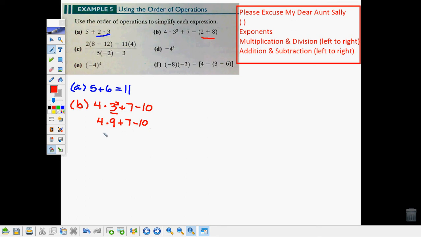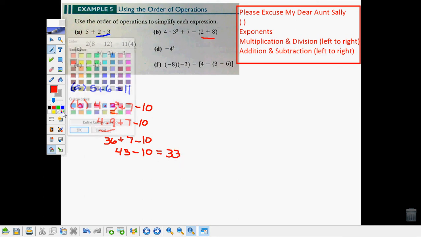The next step, we look for multiplication and division. We do have a multiplication right here. 4 times 9 is 36. So we have 36 plus 7 minus 10. Now we're going to work from left to right. 36 plus 7 is 43. And 43 minus 10 gives us 33. So the answer to part B is 33.